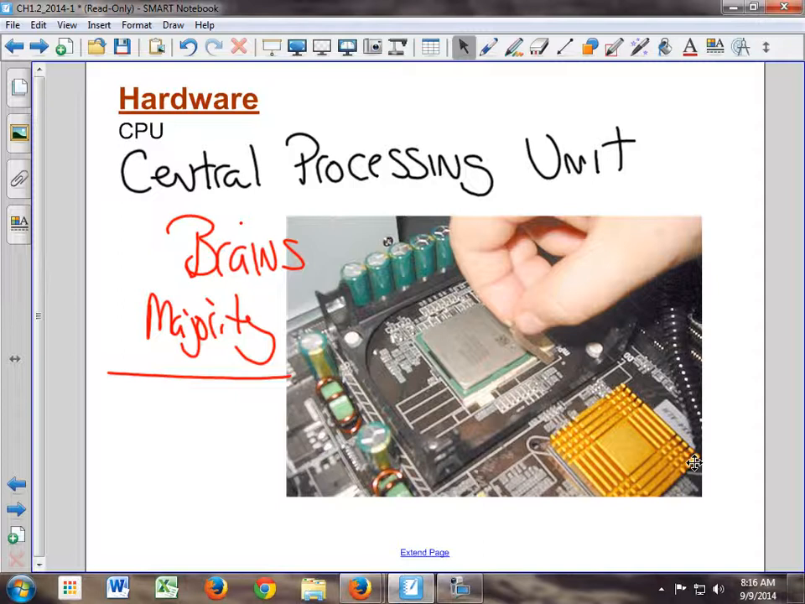I need freshmen, last names A through E, please. Freshmen A through E. Thank you.